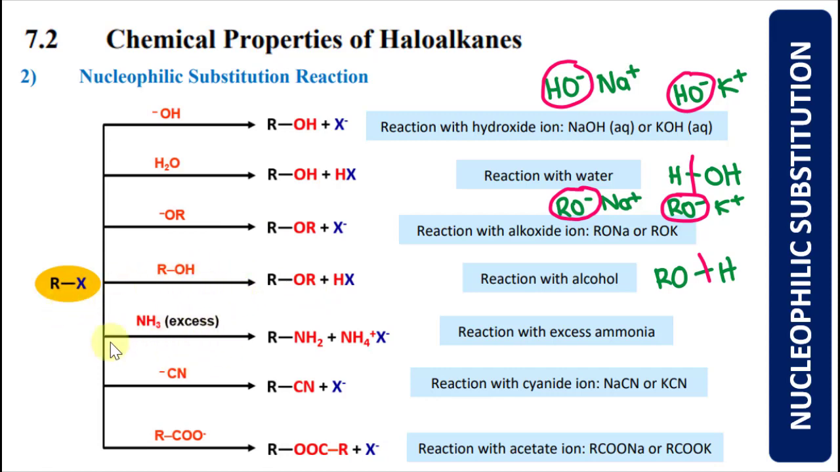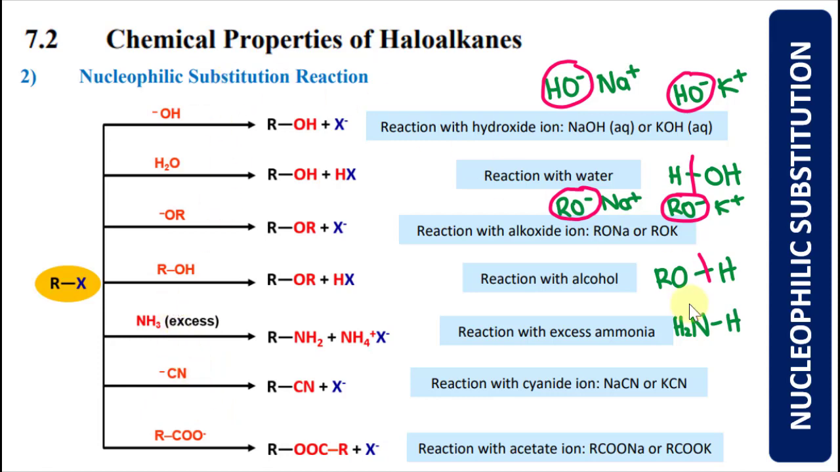Next, our nucleophile is the ammonia. For the reaction with excess ammonia, in this reaction we will just take the NH2 group. Here we have the NH2 group. The other hydrogen here will combine to another ammonia molecule, and it will form an ammonium ion, and the halide ion will combine together with our ammonium ion, and it will become an ammonium halide. So this is our side product. The next nucleophile that we have here is the cyanide ion.